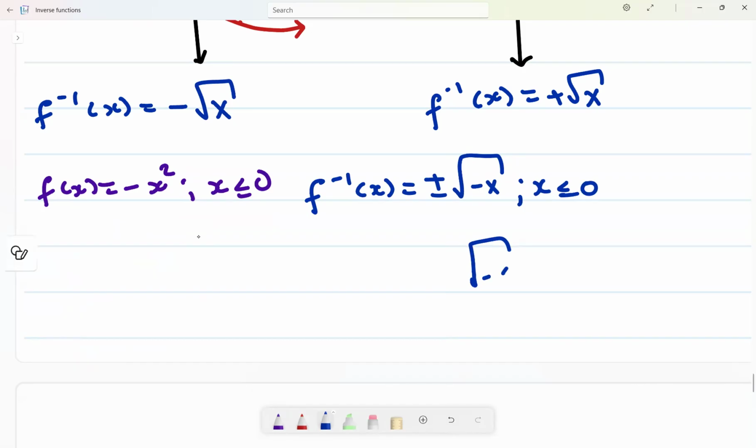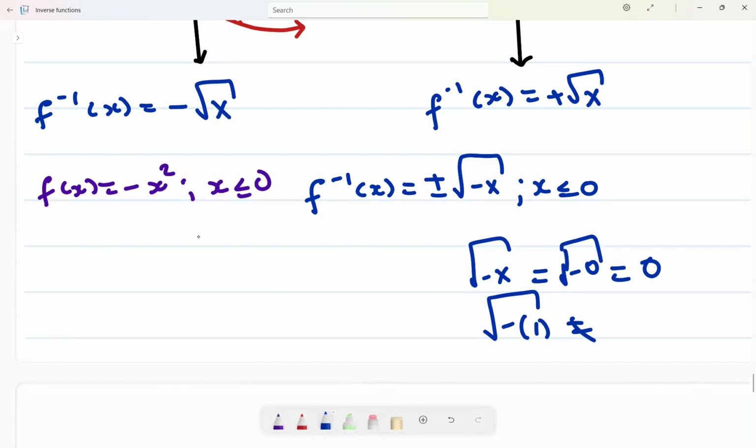I'm saying if you have negative x here, just substitute x as anything less than or equal to 0. Let's check. When x is equal to 0, it's going to be negative 0, which is also equal to 0. Cool. When I put x as negative 1, it gives me 1. But what if I put x as positive? It's going to be undefined, no solution.